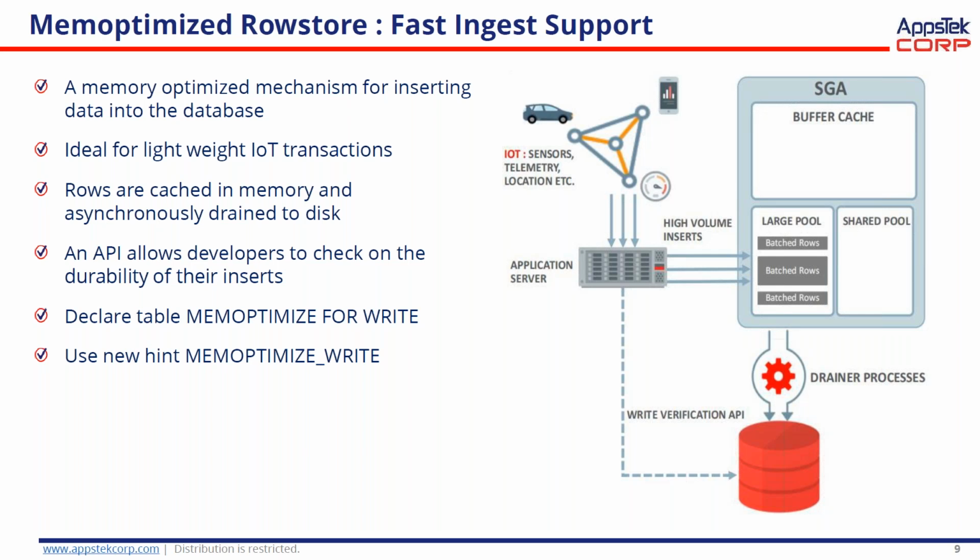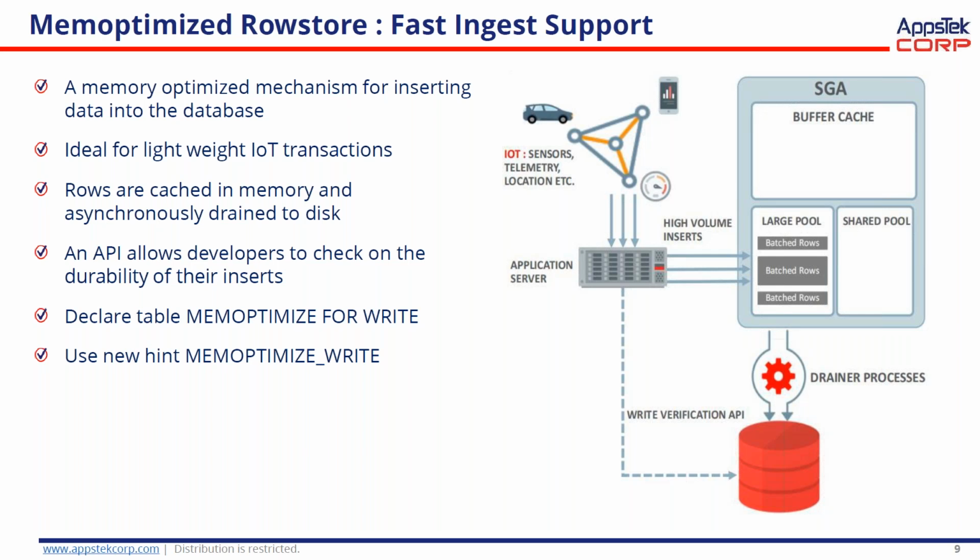So when you create the table, you first have to declare the table as memory optimized for write. What it will do is allocate the space in the large pool, a large memory buffer. Clients perform low latency inserts into the in-memory buffer using the standard SQL insert, but the high throughput bulk insert is done asynchronously in the background. So drainer processes will continuously process the data and insert it into the database.